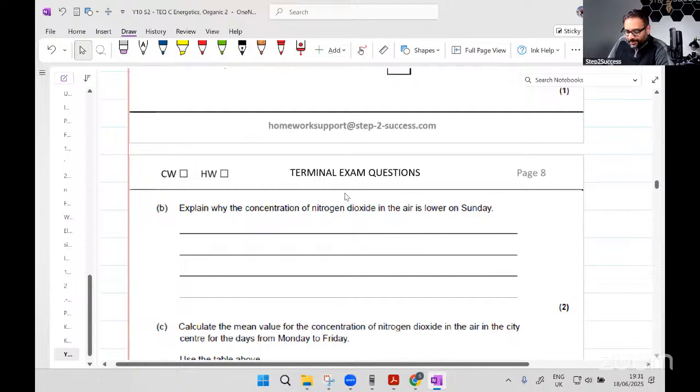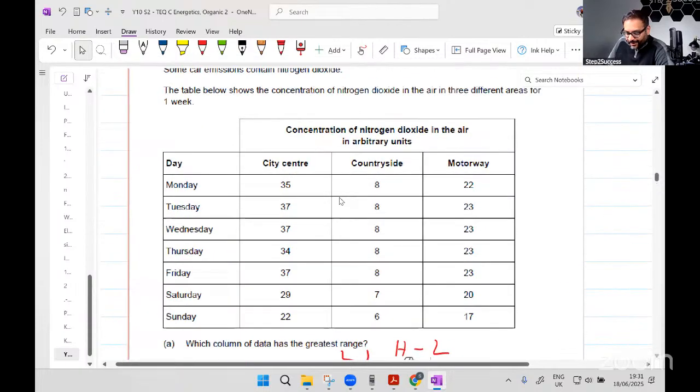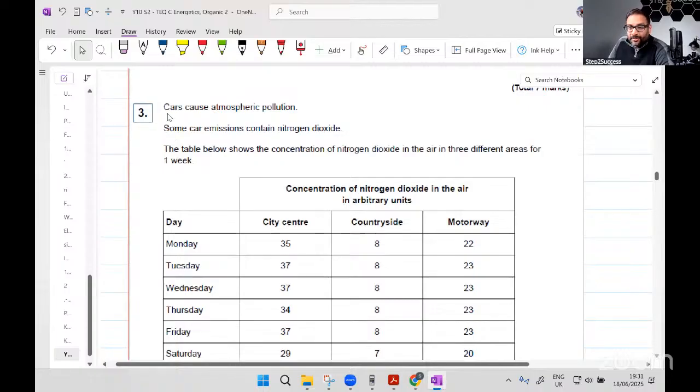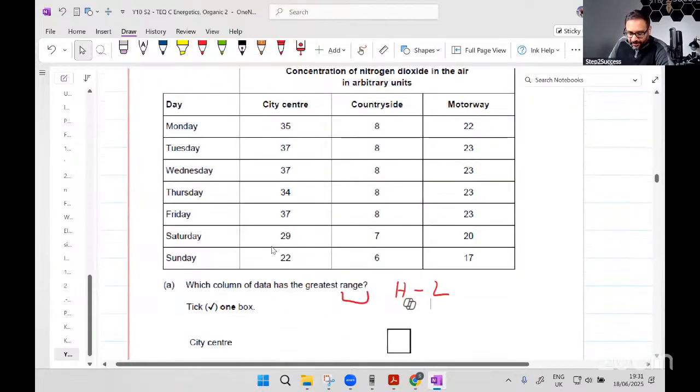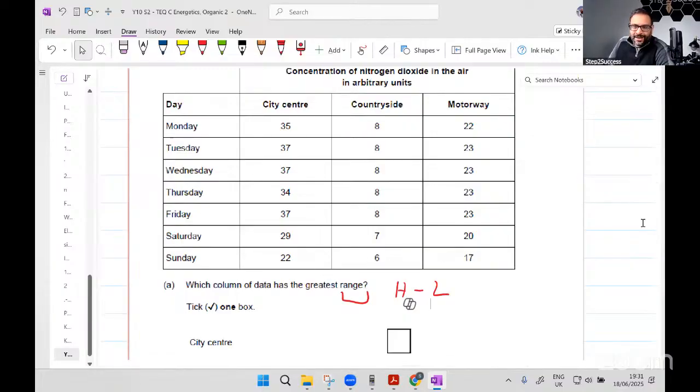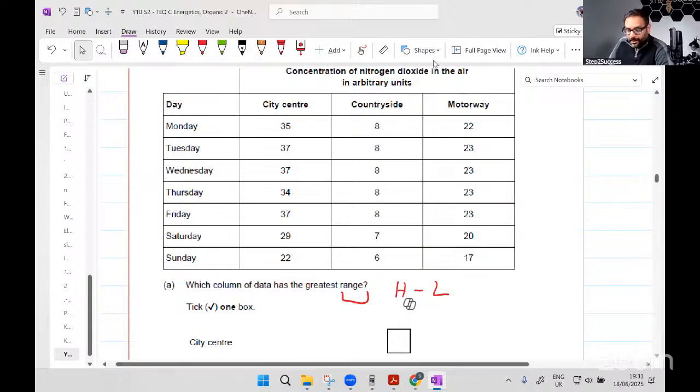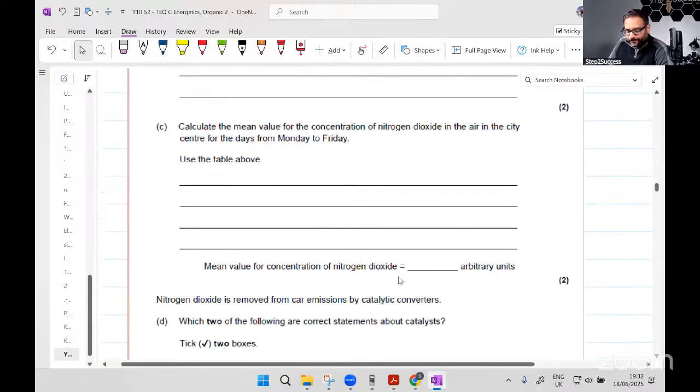Explain why the concentration of nitrogen dioxide in the air is lower on Sunday. So if you look on Sunday, these numbers are much lower, right, than the other days. Okay, not much lower, but lower, right? And it tells you the answer in the question if you read the first bit. It says cars cause atmospheric pollution. Some car emissions contain nitrogen dioxide. So if there's less nitrogen dioxide in the air on a Sunday, why might that be? It must be to do with the fact that there's fewer cars or less traffic on a Sunday. And that's why we end up with lower numbers here.